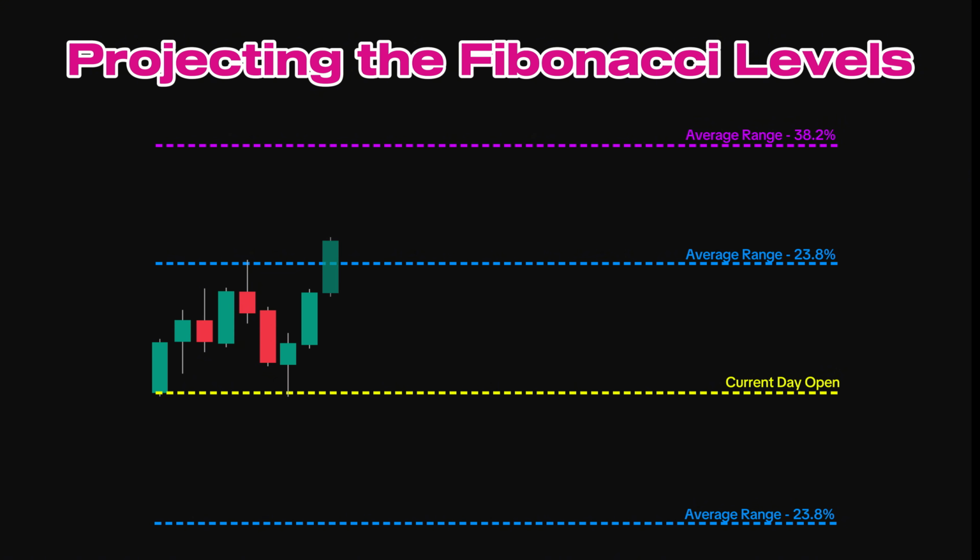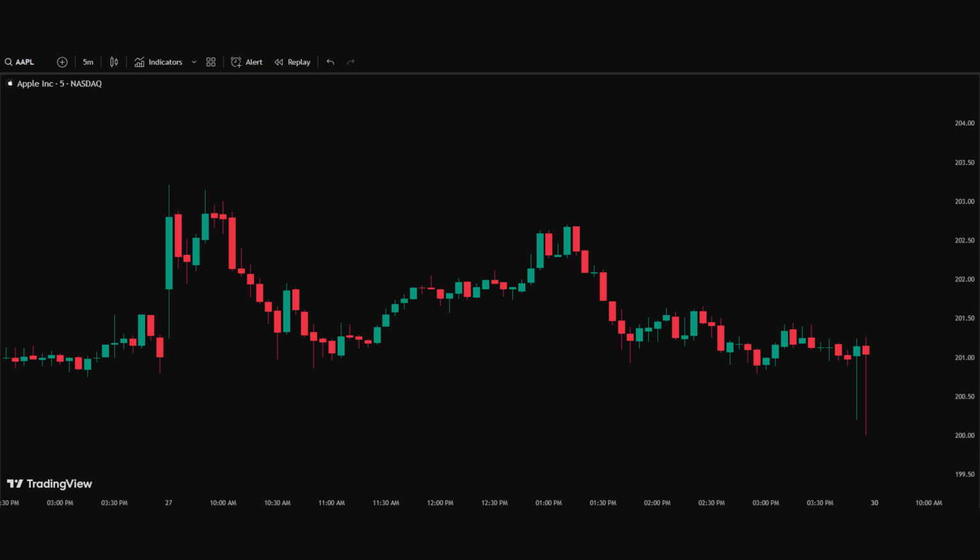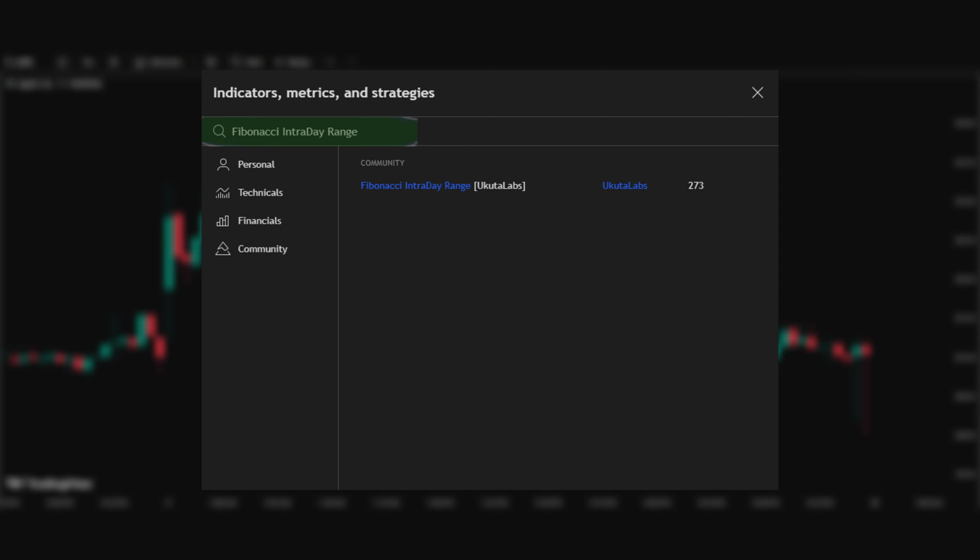Let's move over to TradingView to apply the indicator and analyze its behavior directly on the chart. Let's start by adding the indicator to our chart. As always, click the Indicators button from the top toolbar to open the indicator search panel. Next, type Fibonacci IntraDay Range into the search bar. For this video, we'll be using the version created by ukutaLabs. Go ahead and click on it to add it to your chart. I'll also add the link for this indicator in the description below.